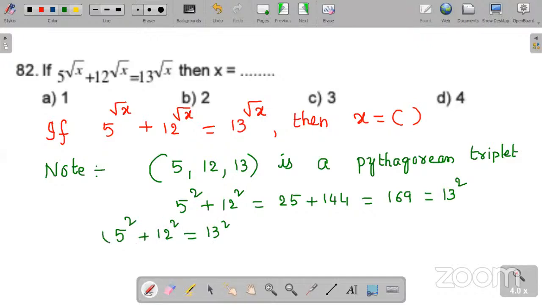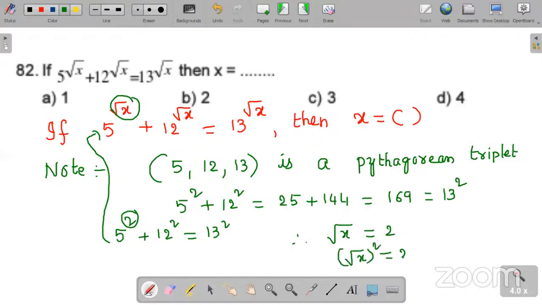Compare this to our problem. So that means in the place of root x, we have 2. That means root x is equal to 2. Squaring on both sides, root x whole square is equal to 2 square. Root x square means x, 2 square is 4. So x is equal to 4 is the right answer.